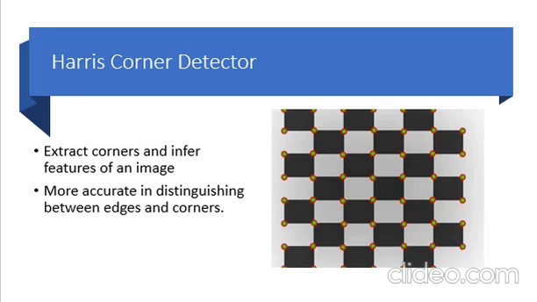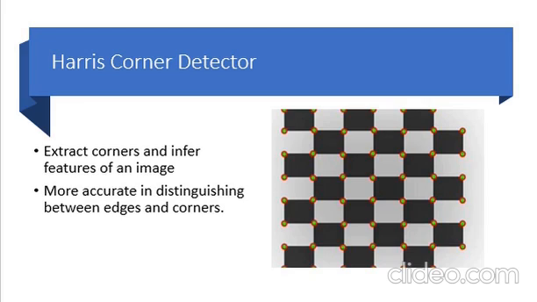Introduction to Harris-Corner detector. Harris-Corner detector is a corner detection technique that is commonly used in computer vision algorithms to extract corners and infer features of an image.